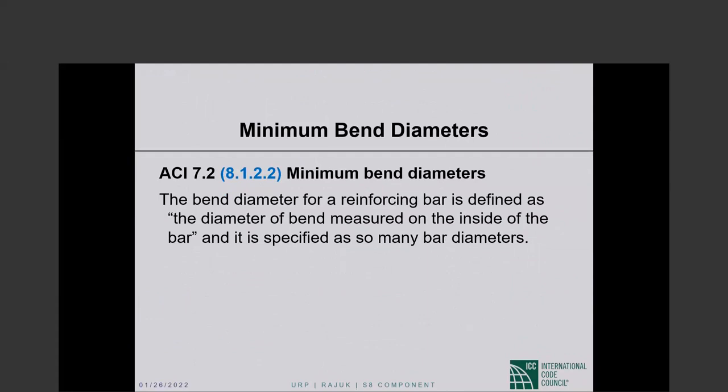Okay, then, so standard hook definition now, minimum bend diameters. So all those hooks require bends, 90 degree, 135 degree, 180 degree. Bend diameter. The bend diameter for a reinforcing bar is defined as the diameter of bend measured on the inside of the bar, and it is specified as so many bar diameters.